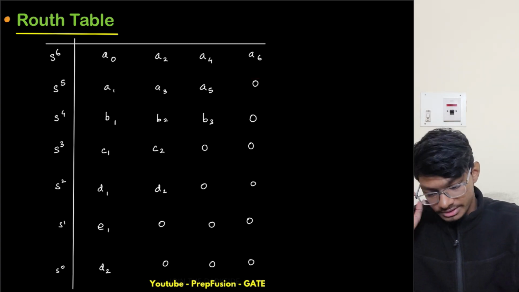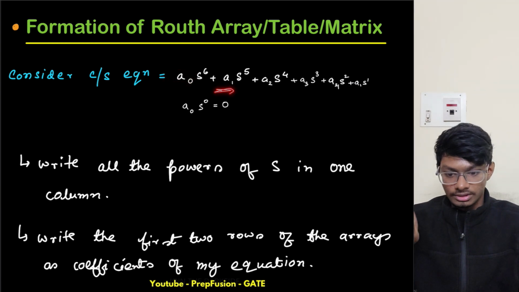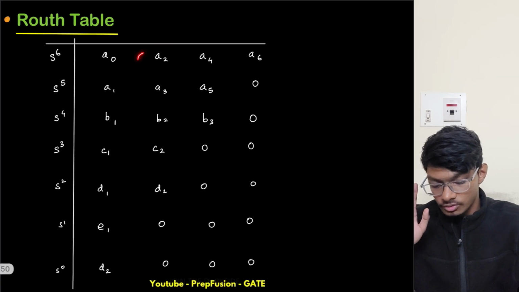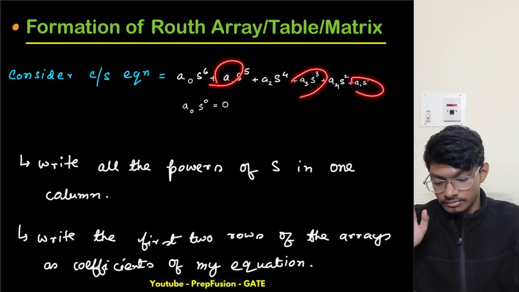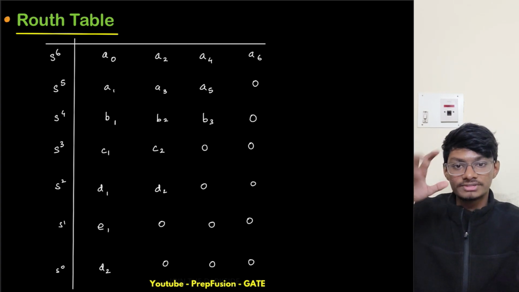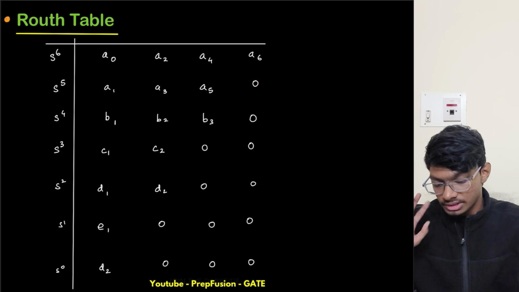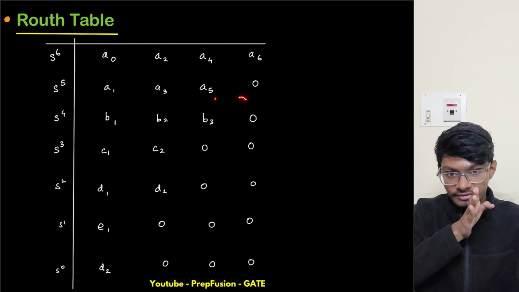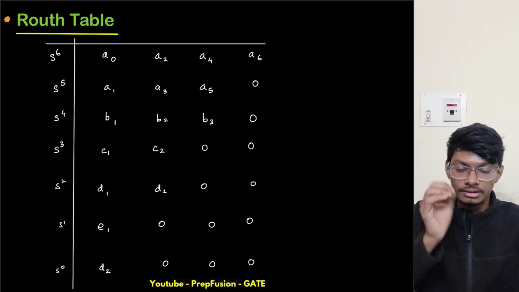Now how do I write this? First I write the coefficient of s to the power 6, which is a0. Then I skip one, then I write a2, then a4 and a6, skipping one each time. That's how I complete the first row. In the second row I write the skipped coefficients: a1, a3, a5, and so on. Wherever I don't have anything to fill, I fill it with 0, or null.